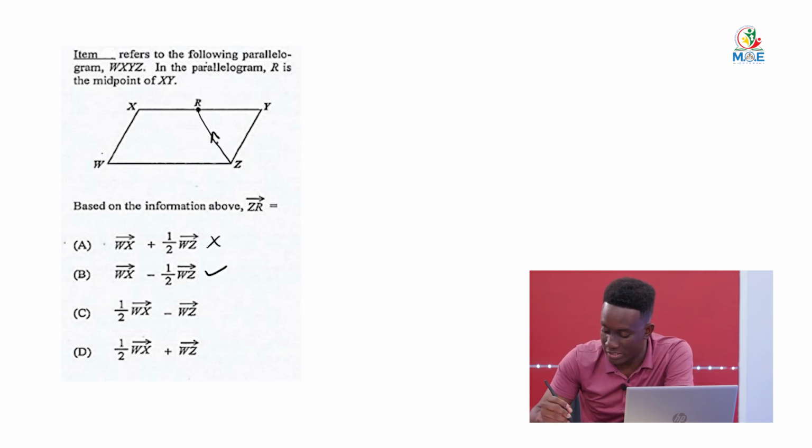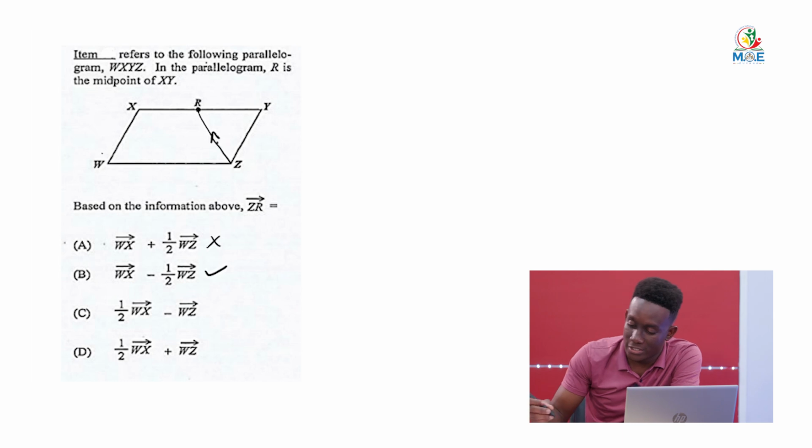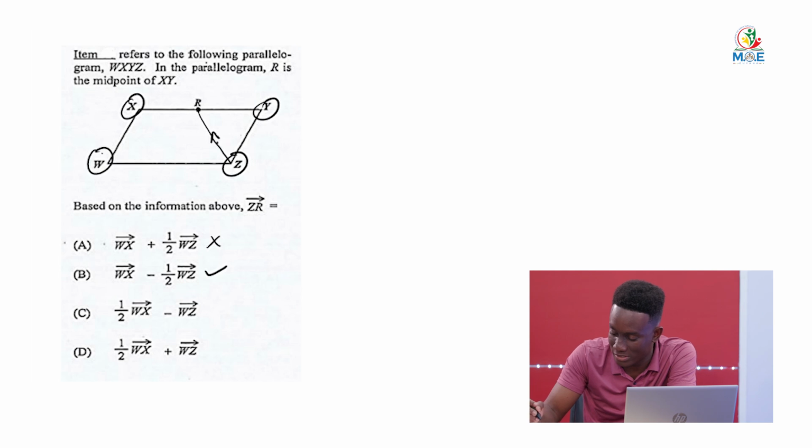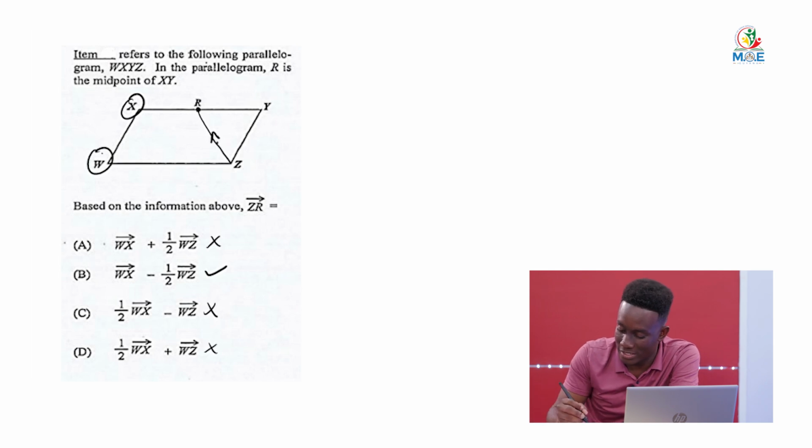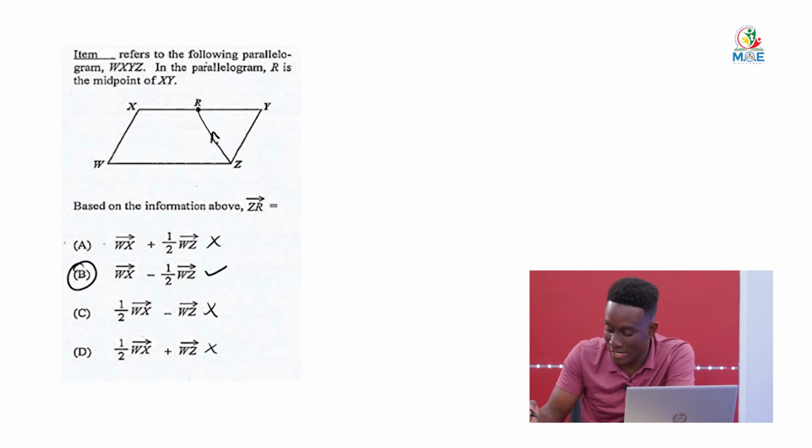This one says half of WX. So WX is here. So we know this would be the same thing as here. So halfway here will take us here. So we know that that will not take us anywhere. So this one is out. So let's go to half of WX again. So we know that this one is out as well. So the answer here is simply B, WX minus half of WZ.